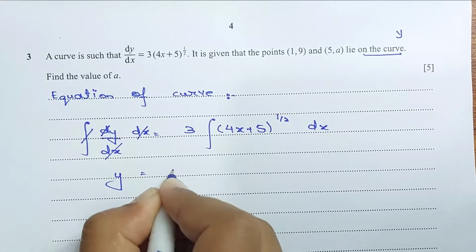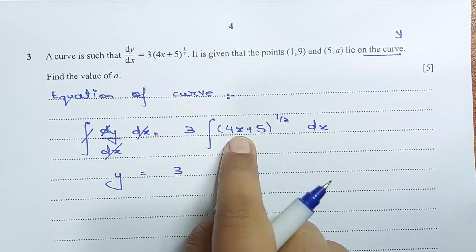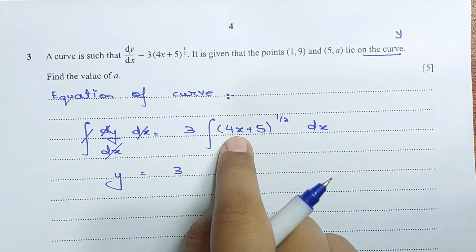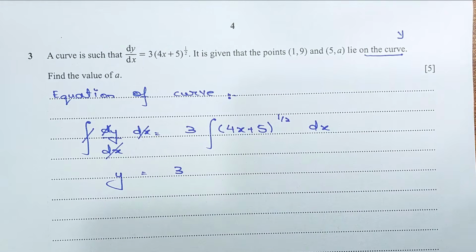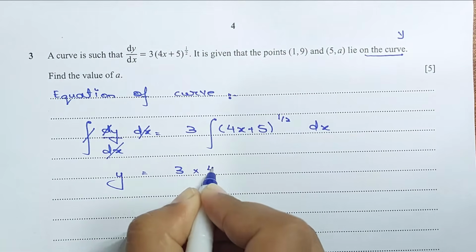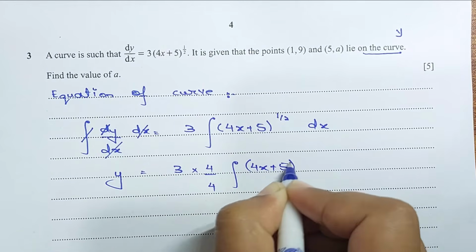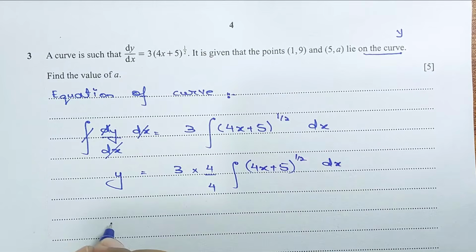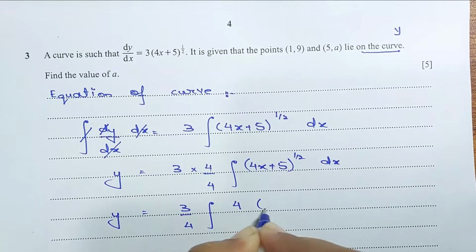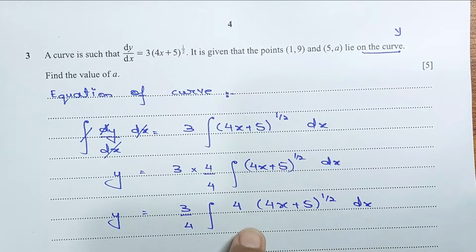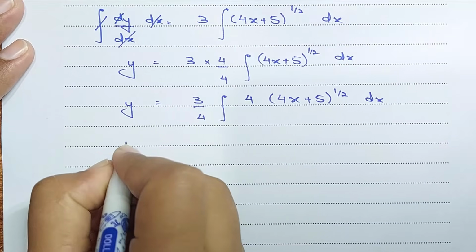We have y equals 3 is outside. We have 4x plus 5 and its power. Applying the power rule, its derivative is going to divide. Let me complete the derivative first by multiplying and dividing by 4. So y equals 3 by 4 is outside, integral of 4 times (4x plus 5) to the power 1 by 2 dx. We can apply the integration when the derivative is completed. This term's derivative is 4 and it is already completed. So we can apply the integration now.